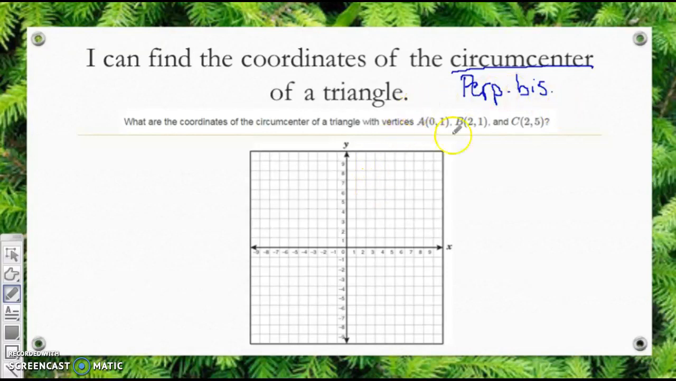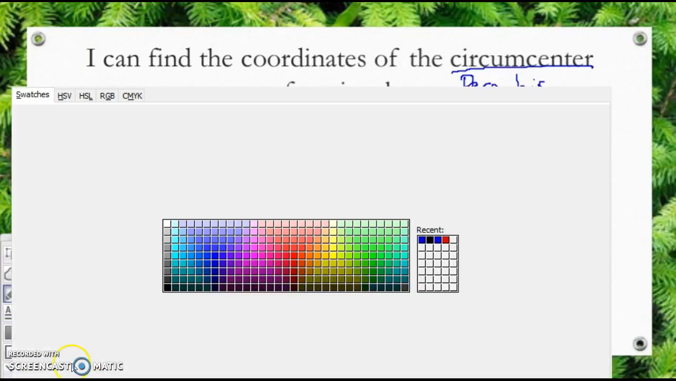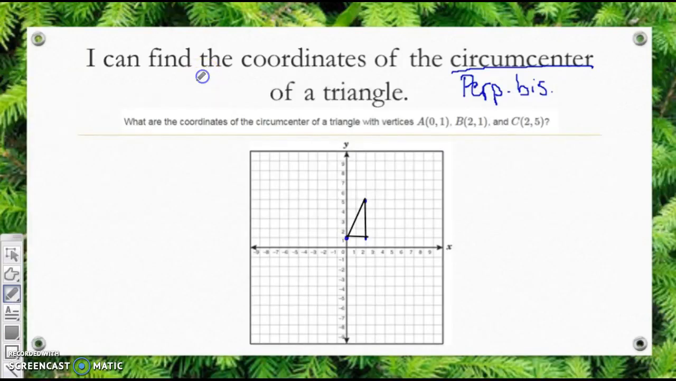All right, so I'm going to go ahead and graph it. Y'all know I love to graph everything. So I'm going to plot my points at (0, 1), (2, 1), and (2, 5). So I get this pretty little triangle here. And I need to start graphing the perpendicular bisectors to figure out where the circumcenter is.